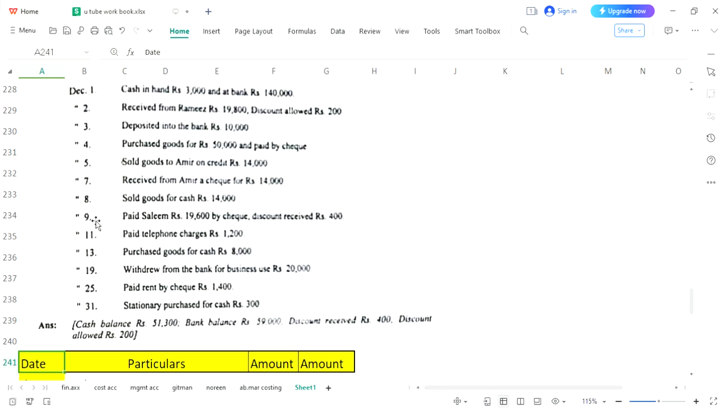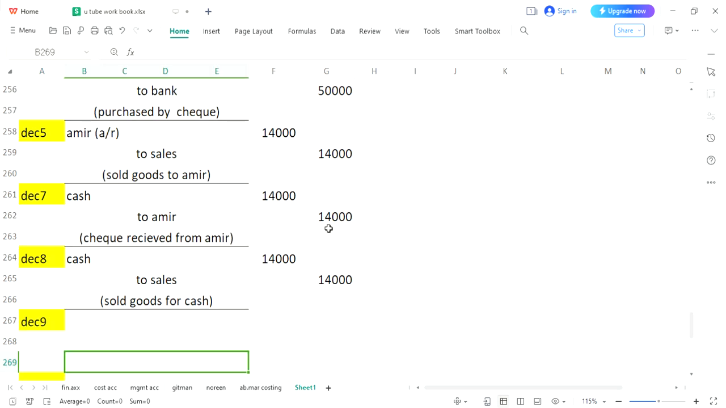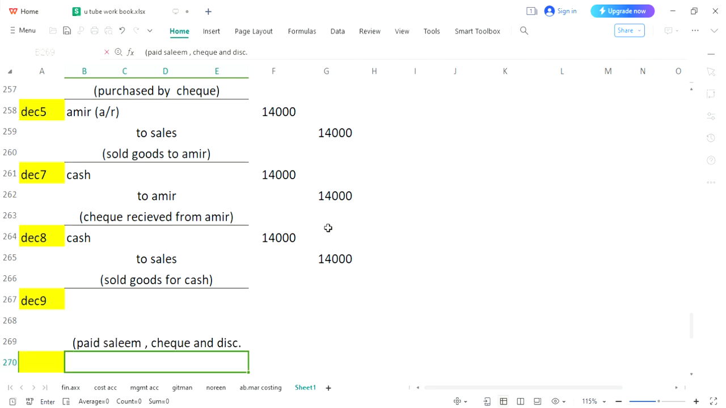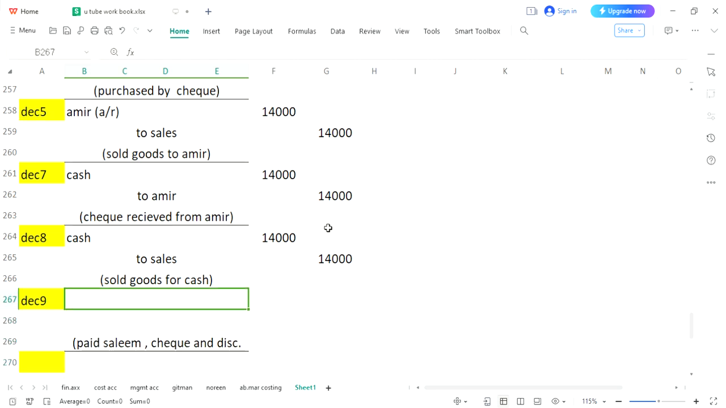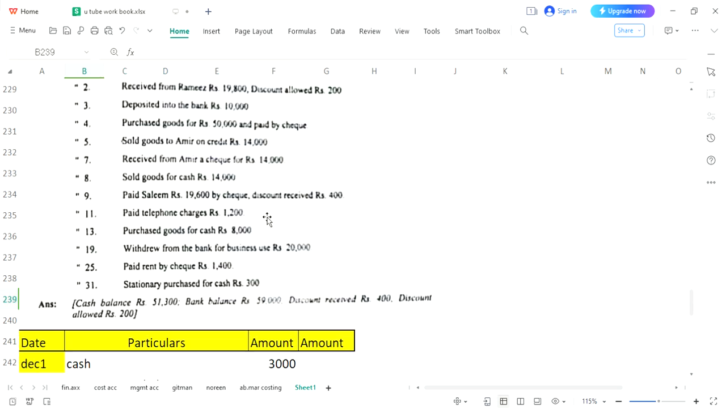Let's see what 9 is saying. Paid Salim by check and discount. So we will write the same narration. We don't have much space, so let's make it short. December 9. Paid Salim by check and discount.